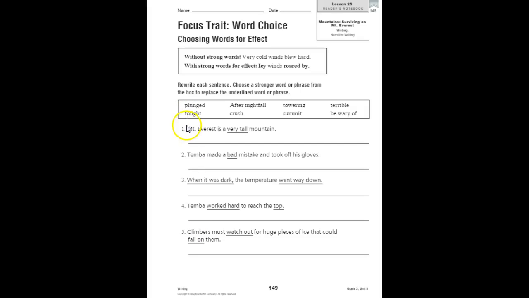So let's do the first one. "Mount Everest is a very tall mountain." Okay, what could we replace that with? That would be a stronger word choice. How about, Mount Everest is a towering mountain? Okay, that is a strong word that gives you a mental picture. It's towering over you, it's massive. It's not just very tall, it's very large. Okay, it's towering. So I would put the word towering for very tall.